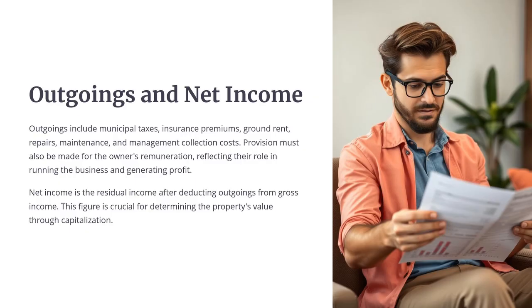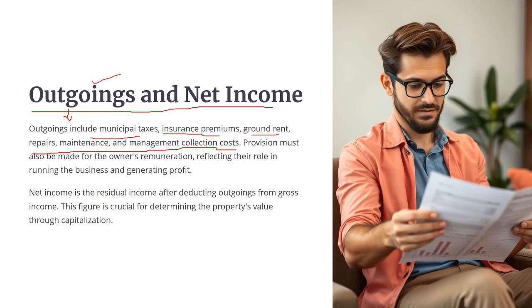Then outgoings and net income. So what are outgoings and what is net income? Outgoings, what are the things which are to be included in outgoings? Outgoings include municipal taxes, insurance premium, ground rent, repairs, maintenance, and management collection costs. These are the things which are to be considered in outgoings.